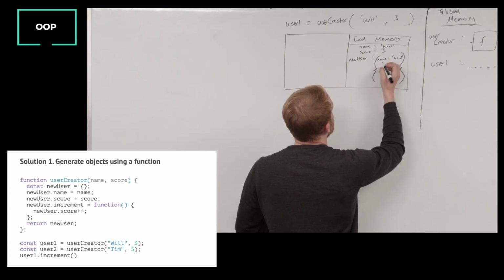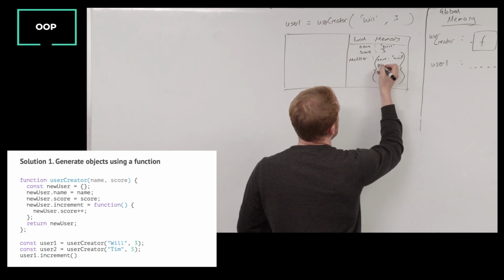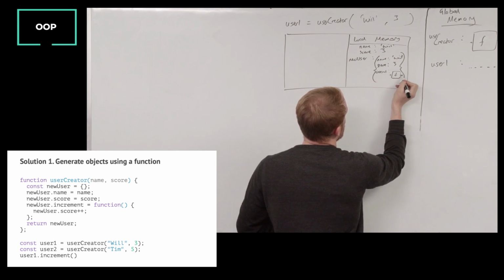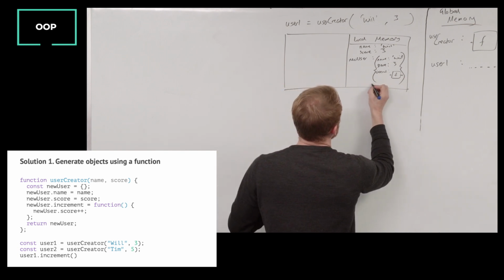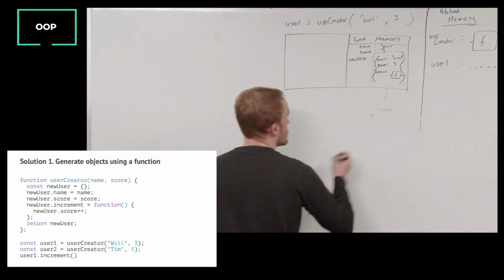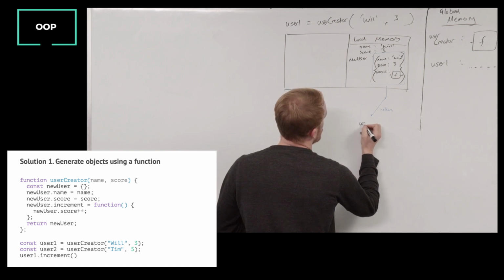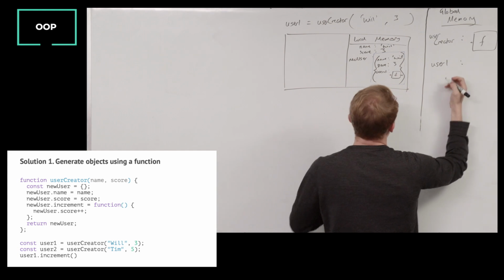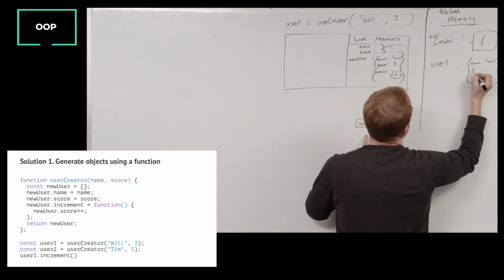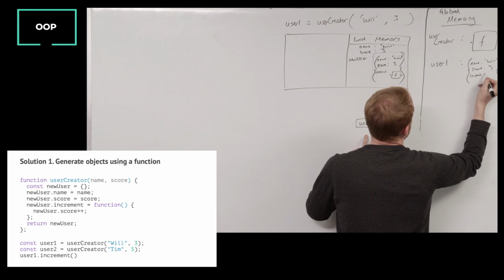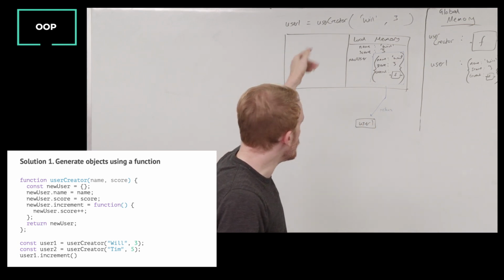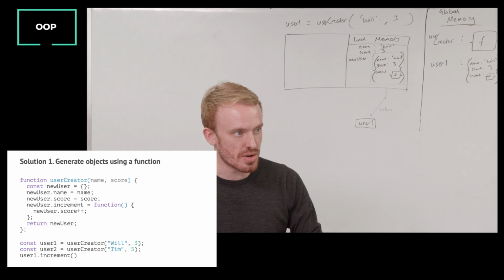Okay, good. We're creating a property score with the value of 3. And then we're creating a method called increment with a function definition. Final line of the function? We're returning the newUser object, returned out into global memory, where it is stored in the global variable user1. Now user1 is no longer undefined; it's filled in with this object: name will, score 3, and increment is a function. We've achieved the same thing we did when we hand wrote the object, but now with just a single line, the userCreator function being called and returning out an object.